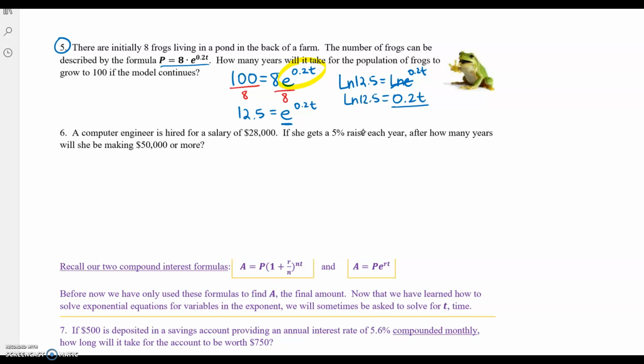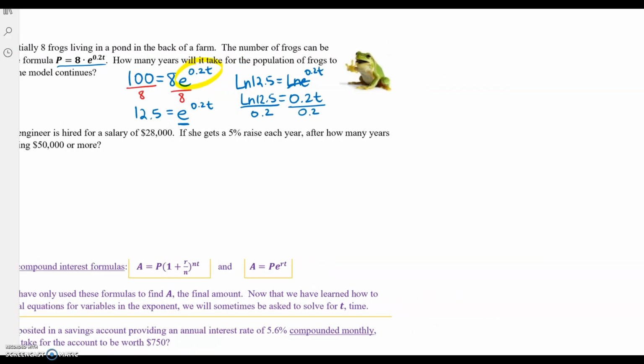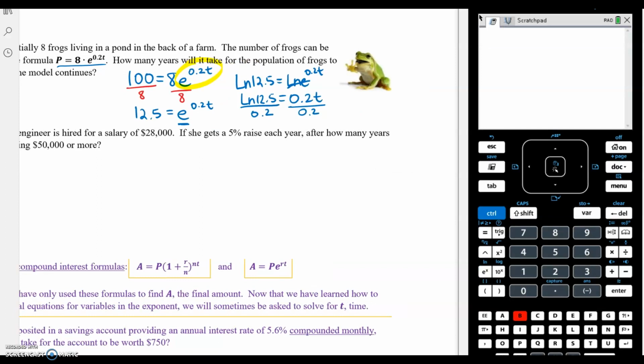And then to finish solving that, I just simply divide both sides by 0.2. And I can simply find that on my calculator by doing ln of 12.5 divided by 0.2. So t is equal to approximately 12.6 years. Okay, so that's the idea in these problems, is to solve them using logs.